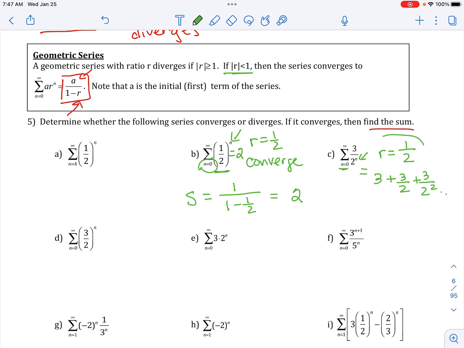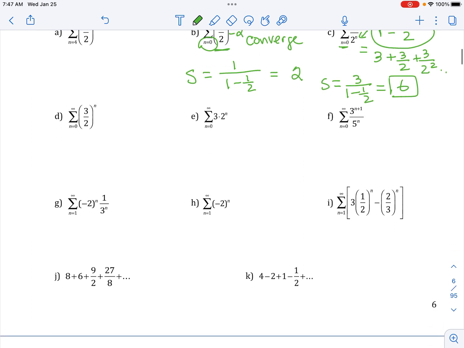Okay, so I've got my R, so I know it converges. So that means the sum is going to be A, which is 3 over 1 minus R, and this sum is going to give me 6. Okay, I would pause the video at this point, try the next couple on your own, and then replay the video to double check your answers.